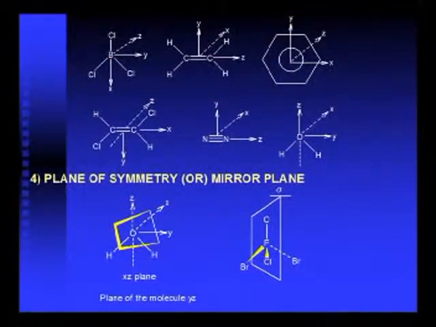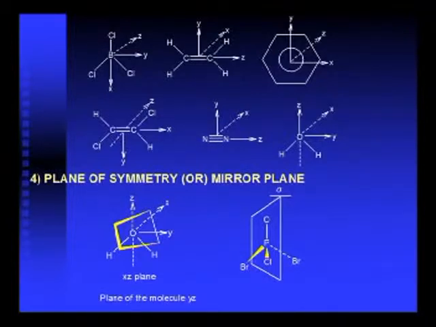Then if you take another molecule called ethylene, in ethylene also all the 3 conventional axes, the x-axis, y-axis and z-axis, behave as C2 axes. If you rotate the molecule along this axis by an angle of 180 degrees, you will get an equivalent orientation. So I can claim the presence of 3 C2 axes in the molecule ethylene.